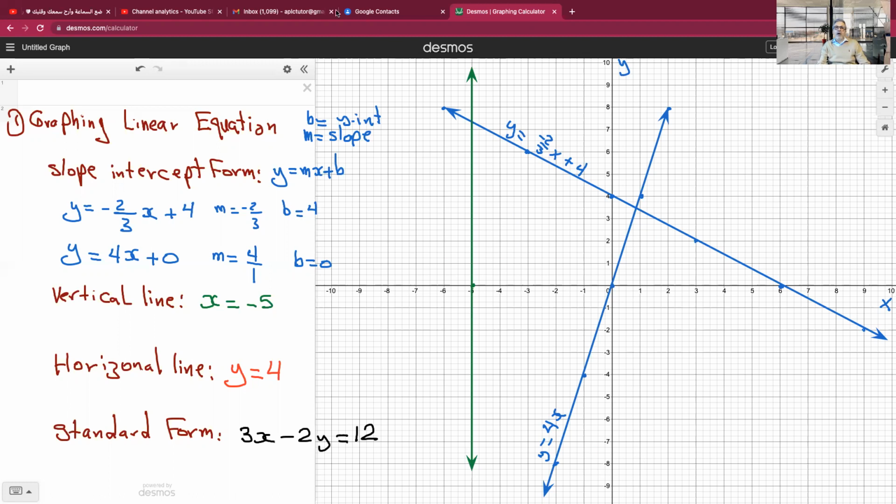How about if we want to graph y equals 4, which we call a horizontal line. Y equals a number, it's always a horizontal line. X equals a number, it's always a vertical line. So y equals 4, you go to where y equals 4, which is right here. And then you just go ahead and graph a horizontal line through 4.